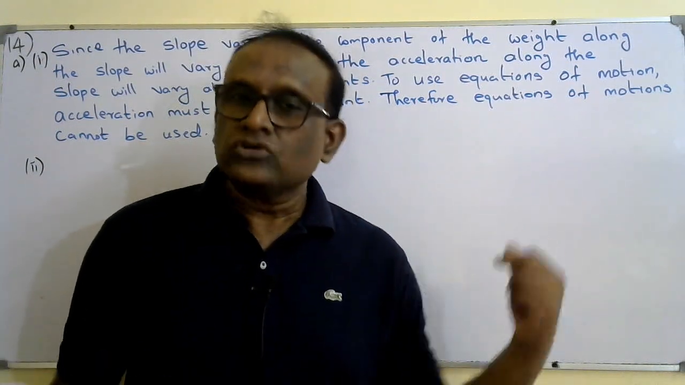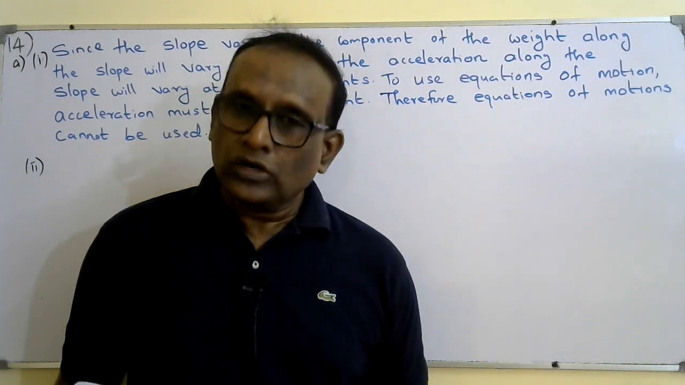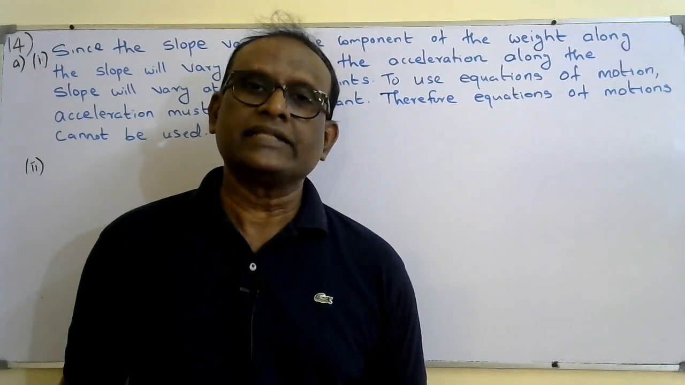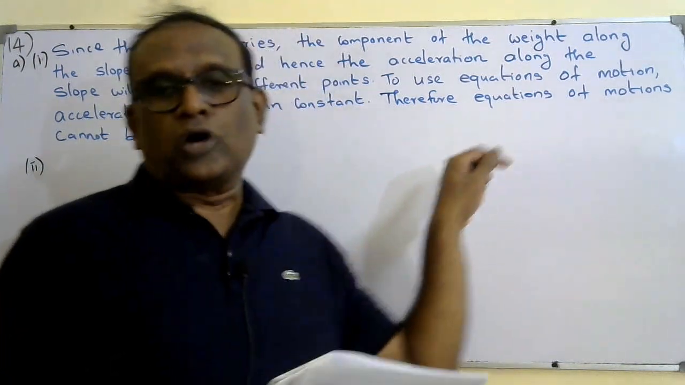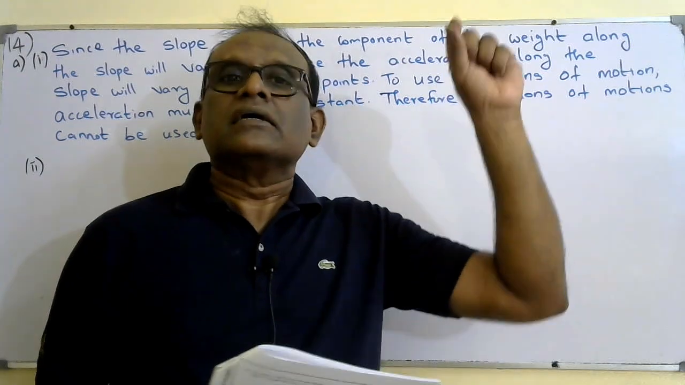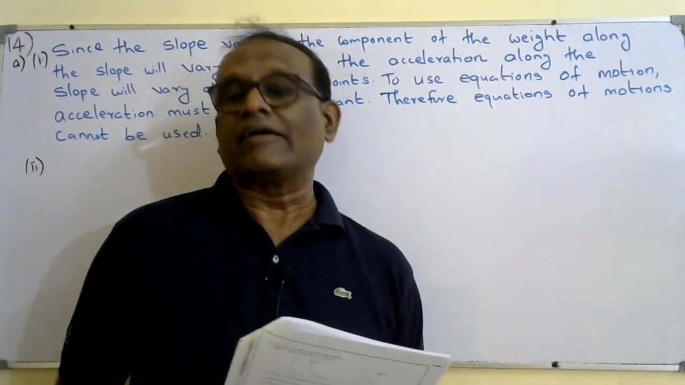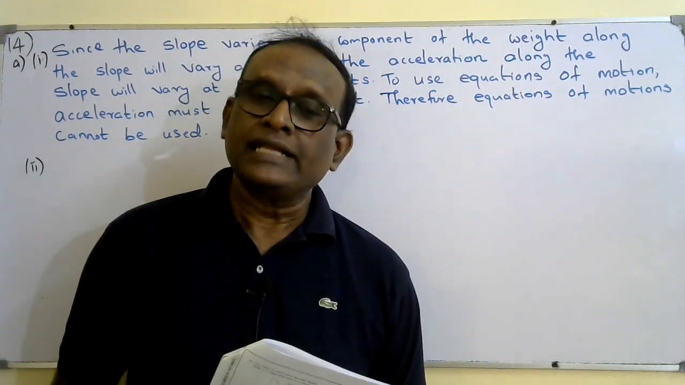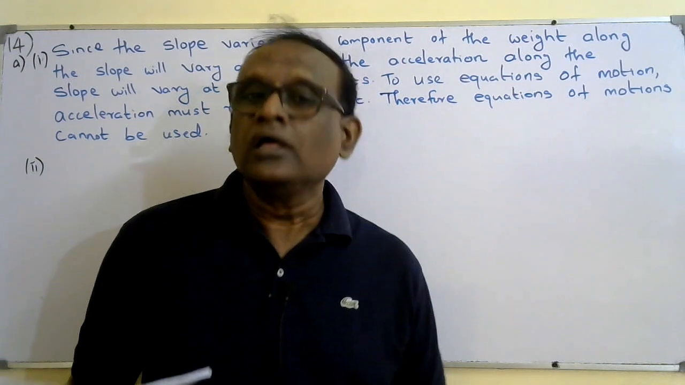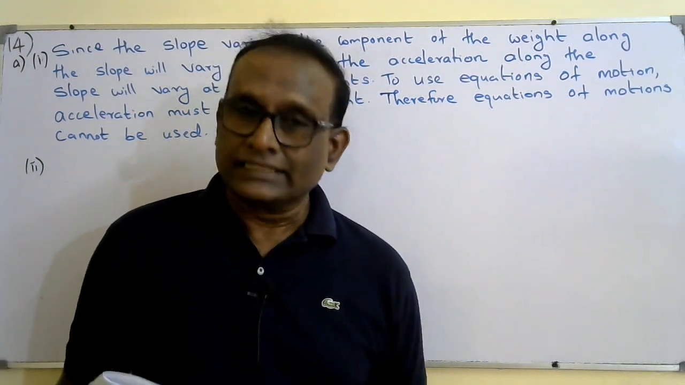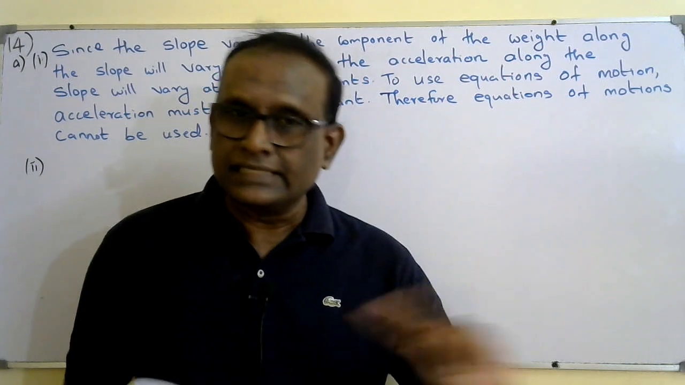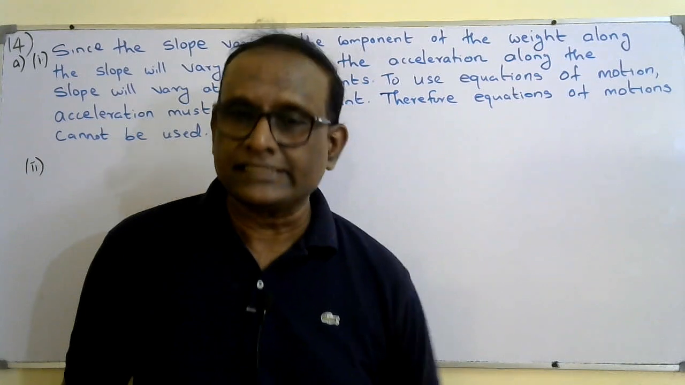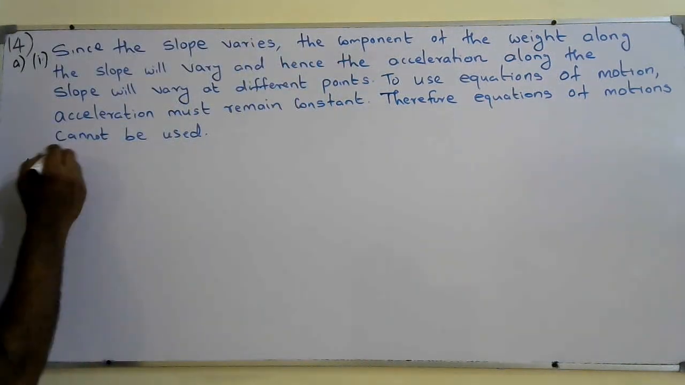So we can't use the equations of motion. So the only option is we have to use the energy equation. Energy equation means when the child moves from top to bottom along the slope, the child is losing gravitational potential energy, and according to the law of conservation of energy, it's gaining kinetic energy. There is no friction, so no work done against friction. So the only two energies involved: loss in GPE, that is loss in gravitational potential energy, equals gain in kinetic energy.